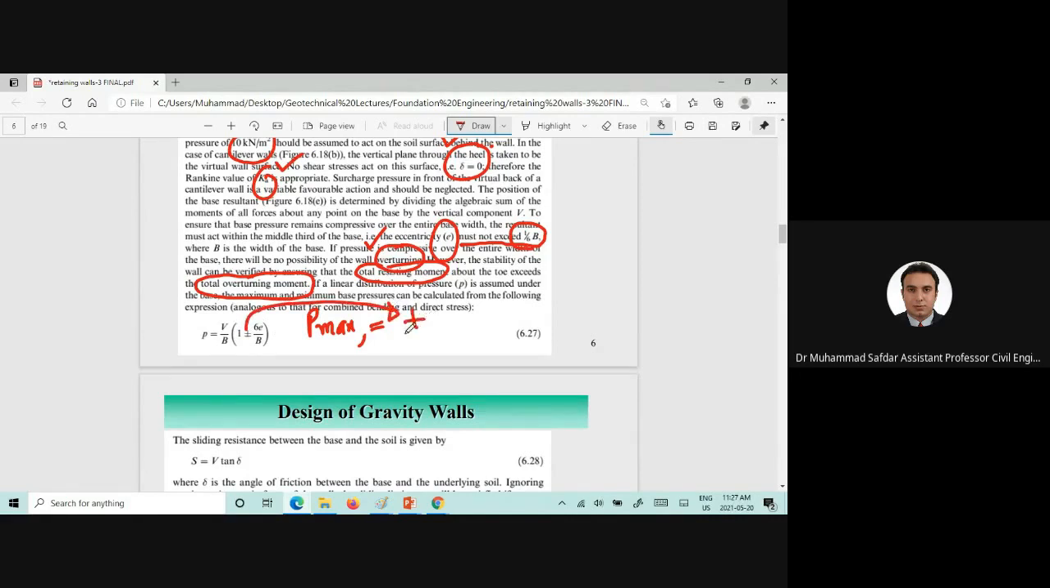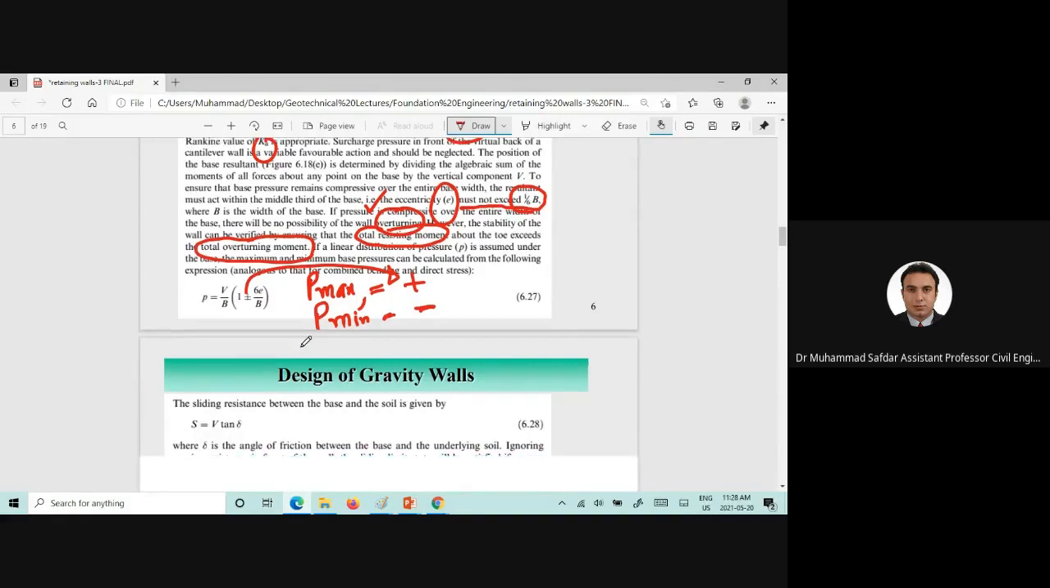If we take the plus sign and use this equation, you will get P max, the maximum base pressure. If you want to find P minimum, you use the minus sign in this equation. We also discussed this equation in earlier lectures: V is the vertical load, B is the width of the retaining wall, and e is the eccentricity.